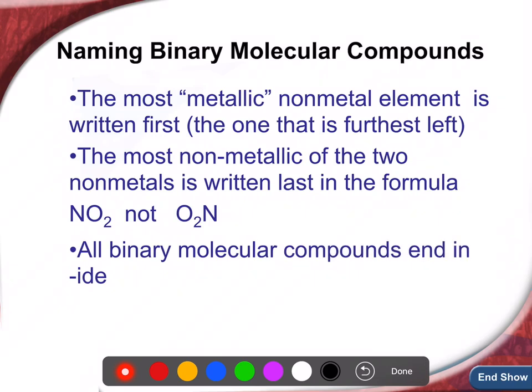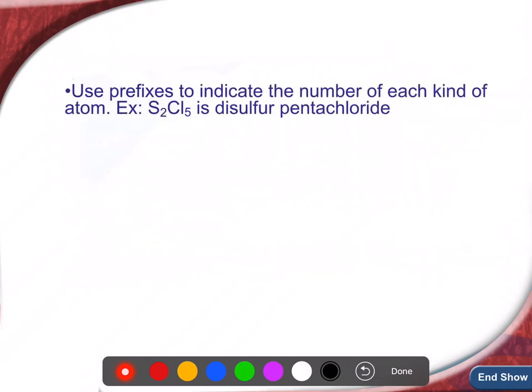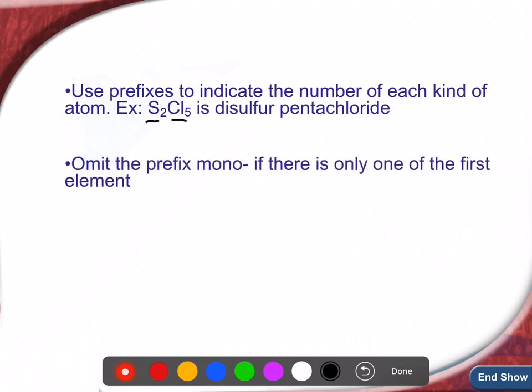All binary molecular compounds end in IDE. So with the ionic compounds, it ended in IDE if you had like an element by itself as the anion. Now, no matter what, it's always going to end in IDE. You have to use the prefixes to tell the number of each kind of atom. So right here, you have 2 sulfurs, 5 chlorines, so it's disulfur pentachloride. The IDE only goes on the second one, disulfur pentachloride.